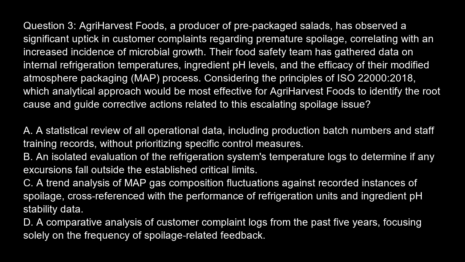Option A. A statistical review of all operational data, including production batch numbers and staff training records, without prioritizing specific control measures. Option B. An isolated evaluation of the refrigeration system's temperature logs to determine if any excursions fall outside the established critical limits. Option C. A trend analysis of MAP gas composition fluctuations against recorded instances of spoilage, cross-referenced with the performance of refrigeration units and ingredient pH stability data. Option D. A comparative analysis of customer complaint logs from the past 5 years, focusing solely on the frequency of spoilage-related feedback.